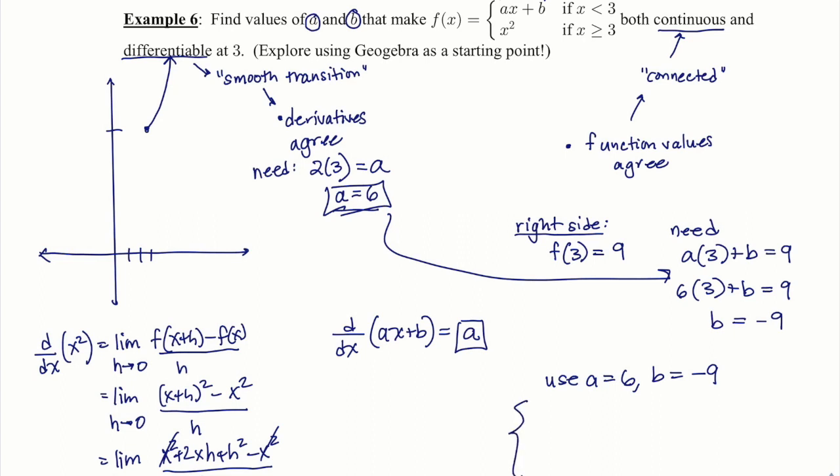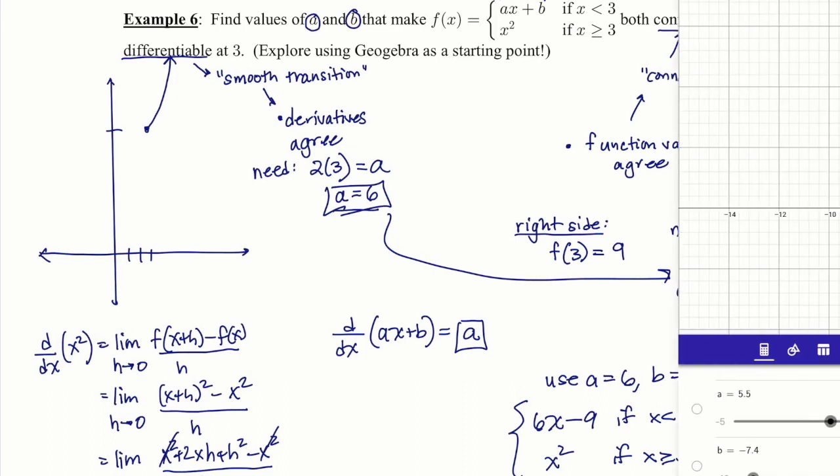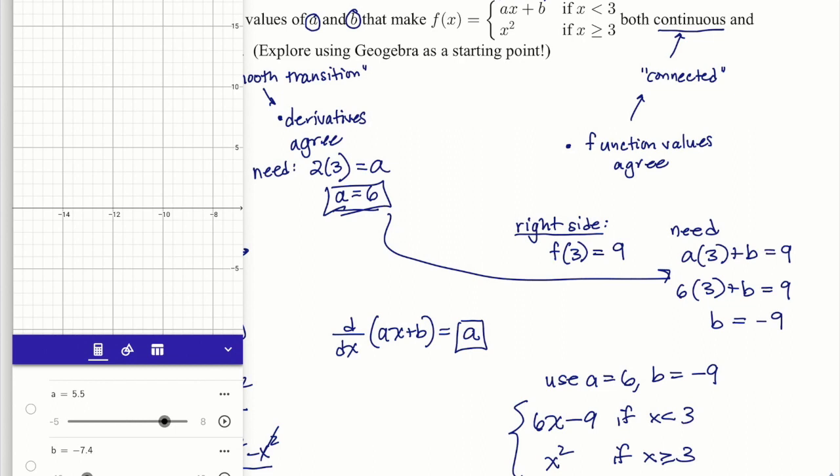So we end up with 6x minus 9 if x is less than 3, and x squared, as was given, if x is greater than or equal to 3. So let's take a look at GeoGebra and make sure that looks like it is accurate. So 6x minus 9, we said. So it looks like a is supposed to be 6, and b is supposed to be negative 9.